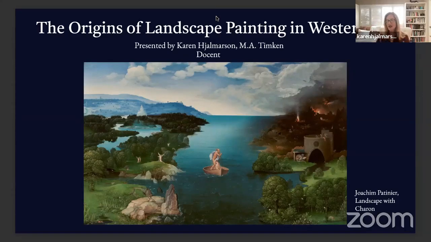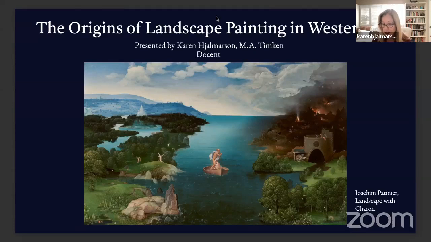Our new intern at the Timken, a very important position because it really facilitates our docent work, in particular our lectures. So the topic today is the origins of landscape painting in Western art. I did limit it to Western art because, as you might know, Chinese art is steeped in magnificent landscape painting beginning in the 6th century. And it really was a true art form much earlier than it was in European art, but it would take several lectures to include art that was created in China, for example. So we're going to concentrate on landscape in Western art.